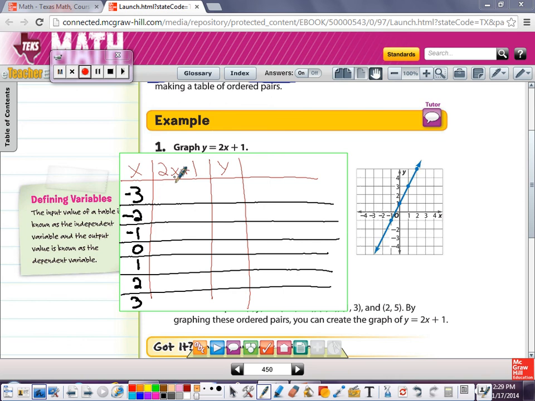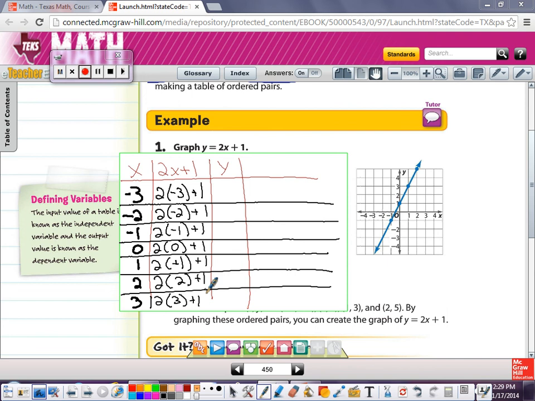Whatever x is, I'm going to multiply it times 2 and add 1. So for the first part, I'm going to multiply 2 times negative 3 and then add 1. And then I would multiply 2 times negative 2, then add 1. Then 2 times negative 1, add 1, 2 times 0, and then add 1, 2 times 1, excuse me, and then add 1, 2 times 2, and then add 1. You really don't need to have the positive sign right here. That was just a mistake I made. And then you have 2 times 3 plus 1.